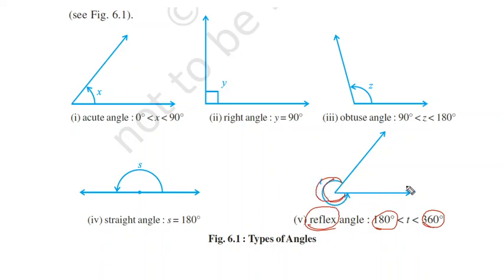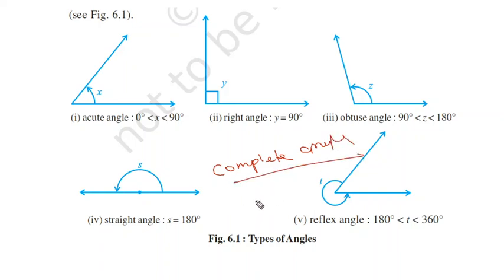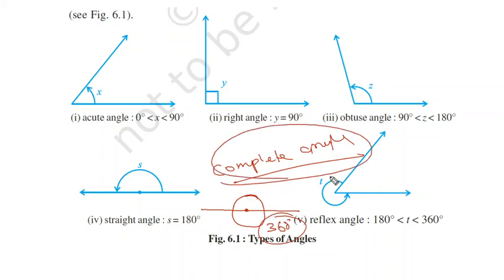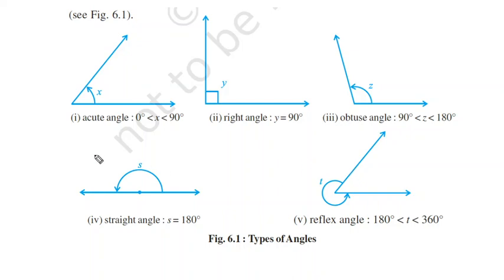Then finally one part is remaining, that is complete angle. So what is a complete angle? Complete angle is an angle which is exactly equal to 360 degree. The 360 degree angle is called complete angle. This is not given in your book, I think. So whatever, we'll move to the next part now.